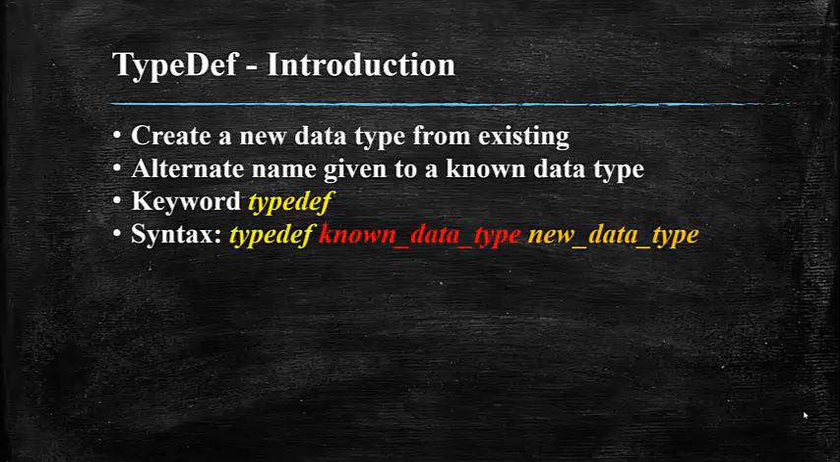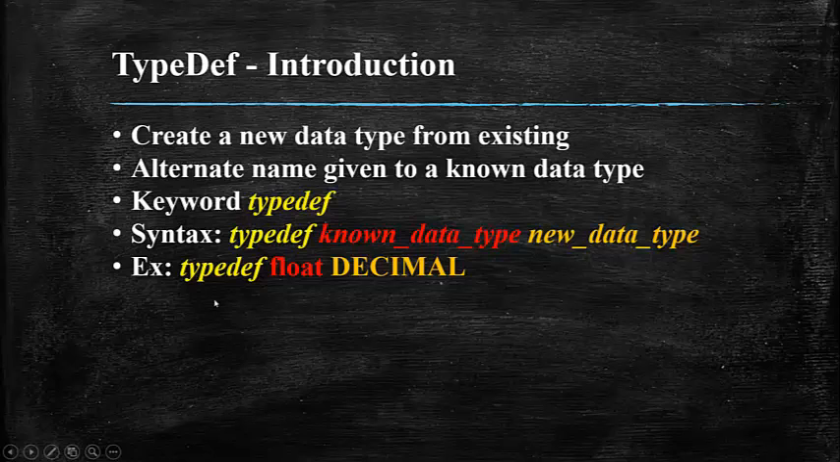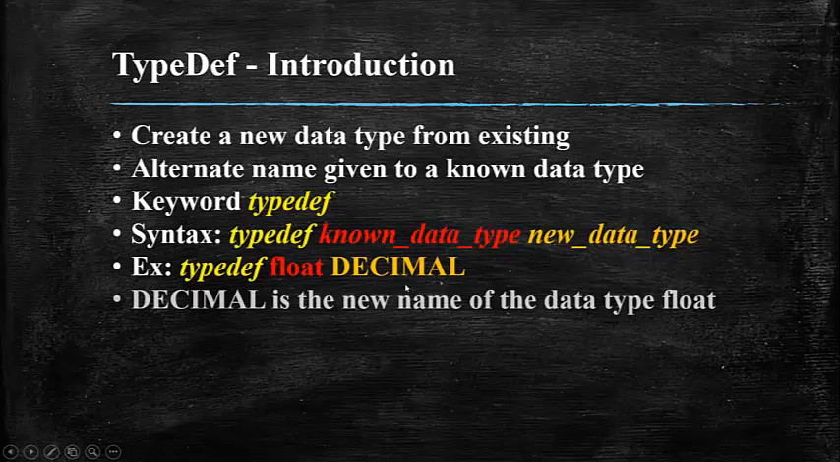The syntax is that first we give the keyword typedef, then we give the existing or inbuilt primitive data type defined in the C programming language, followed by a space. Then we give the name of the new data type. For example, here I have made use of the keyword typedef, the keyword for type definition, followed by the inbuilt data type float. Float is an existing data type in C. Followed by a space, I'm giving a new name for the particular data type. Here decimal is the name that I have given. Hereafter, when I use the word decimal, it will act as a float data type. So decimal is the new name of the data type float.